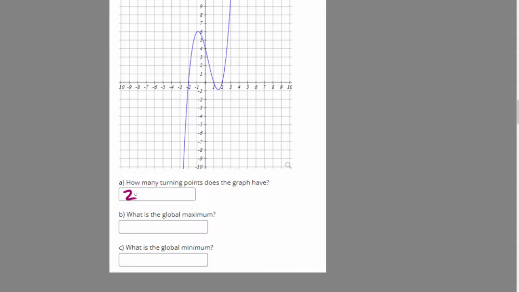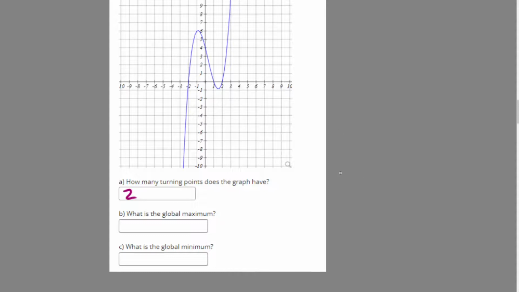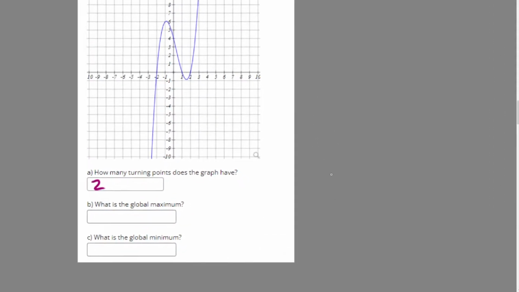If you're getting that wrong, maybe it counts like this is a turning point, this is a turning point, and this is a turning point. So you could try 3. I think that it should be 2 though, because we're only thinking about this. I don't remember what Lumen wants for that. And then the global maximum.